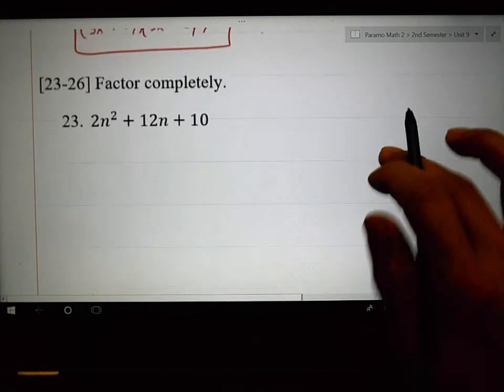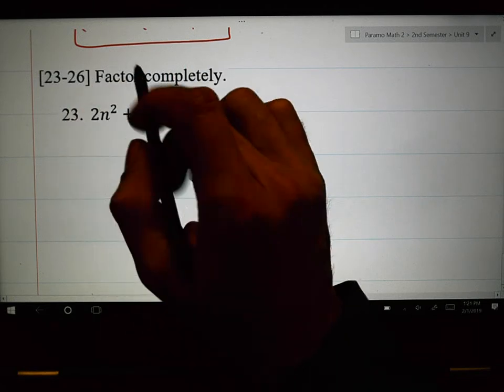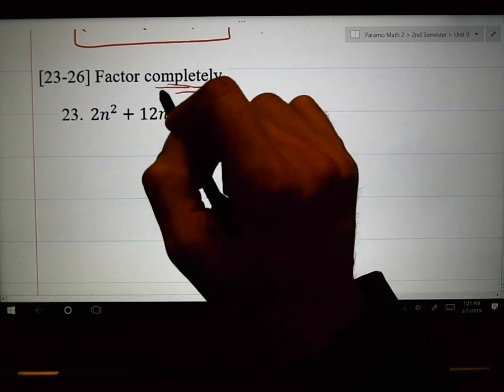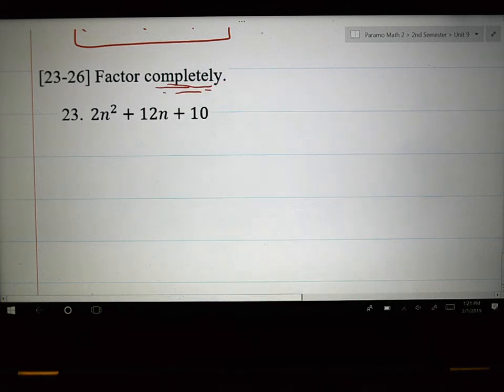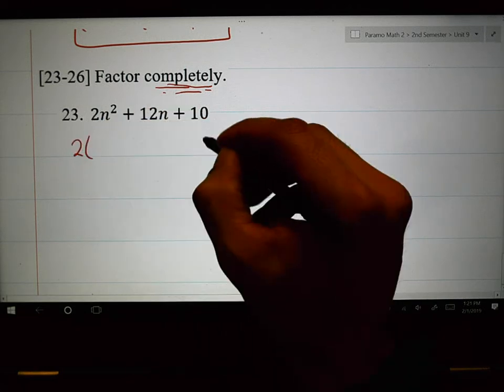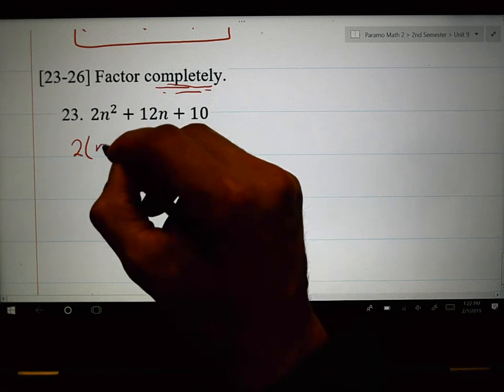The last thing that you need to do is sometimes it's going to say the words factor completely. Now this word completely is kind of a keyword in Clovis Unified as, hey, keep going. Don't forget you may have to do more than one technique. So sometimes you're going to do a GCF first. Pull out a 2 from each of those things.